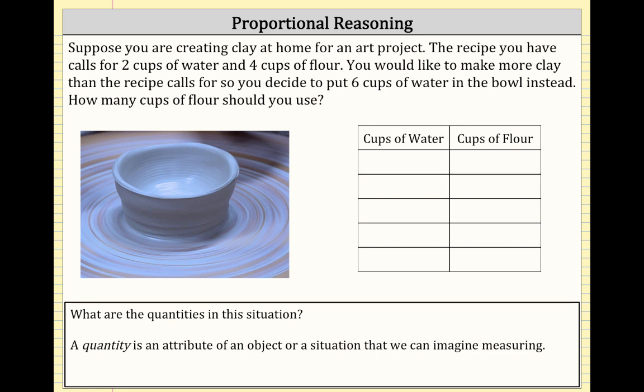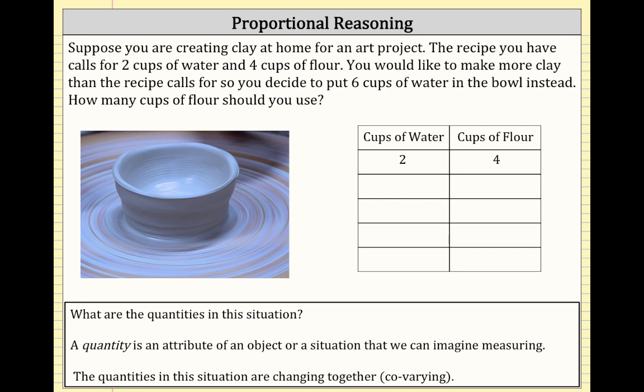We also can imagine that as the number of cups of water is increasing, so will the cups of flour in order to maintain the correct mixture. So the quantities in the situation are changing together. Another way to say this is that the quantities are covariant. So let's take a look. First of all, there's 2 cups of water. And when you have 2 cups of water, that's associated with 4 cups of flour. That's what produces the correct mixture.